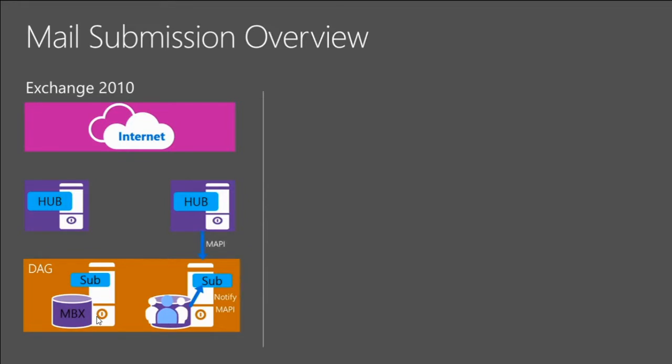What happens in 2010 when it comes to submission? You write a mail, you compose a mail, you press send. You get a notify MAPI call. The submission service gets a notify MAPI call. And the hub, again, talks MAPI cross-machine to get the mail item and communicates via SMTP outside.